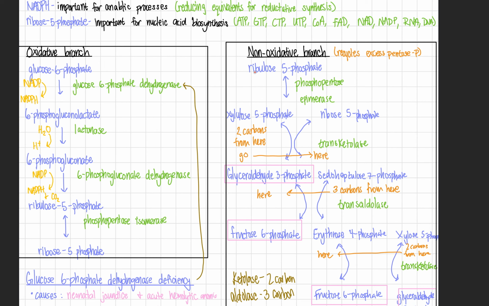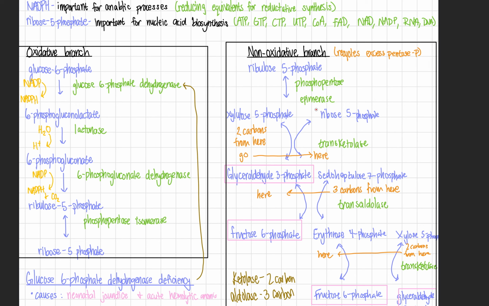So essentially, we're going to start off with ribulose 5-phosphate. So instead of taking this ribulose 5-phosphate over here and converting it to ribose 5-phosphate, since we notice immediately we don't even need ribose 5-phosphate and we're trying to get rid of it, the first thing we can do is just leave it as that ribulose 5-phosphate, and we can convert it to xylulose 5-phosphate. The enzyme that would do this is phosphopentose epimerase.